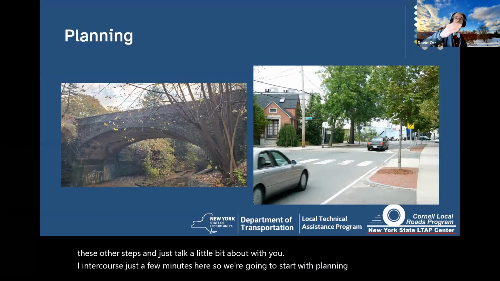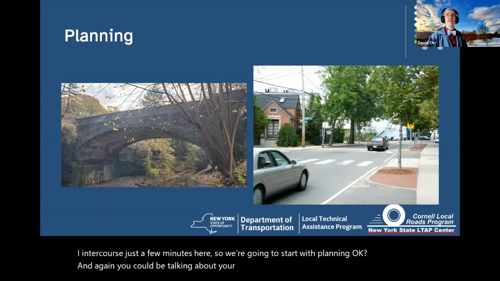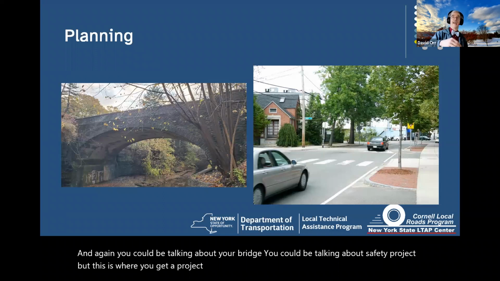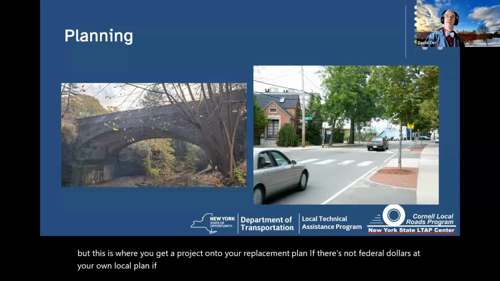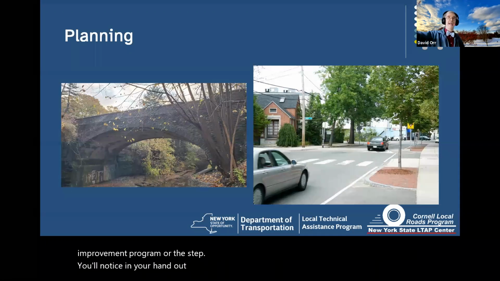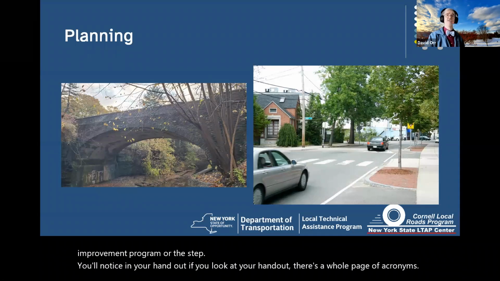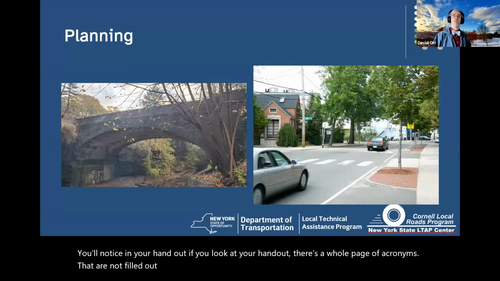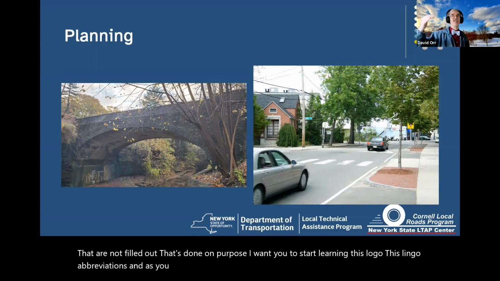And again, you could be talking about your bridge, you could be talking about a safety project, but this is where you get a project onto your replacement plan. If there's not federal dollars, it's your own local plan. If there are, you're going to need to be part of the statewide transportation improvement program, or the STIP. You'll notice in your handout, if you look at your handout, there's a whole page of acronyms that are not filled out. That's done on purpose. I want you to start learning this lingo of abbreviations. And as you do that, you'll actually find you start understanding the process quite a bit better.